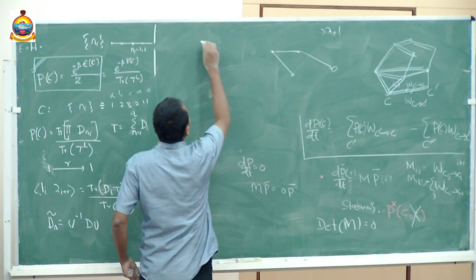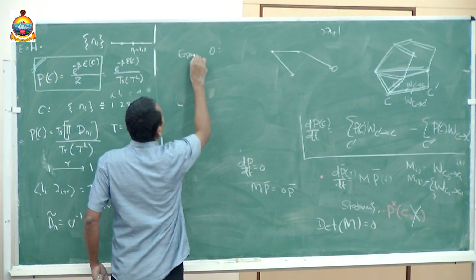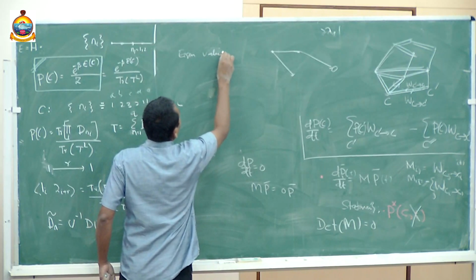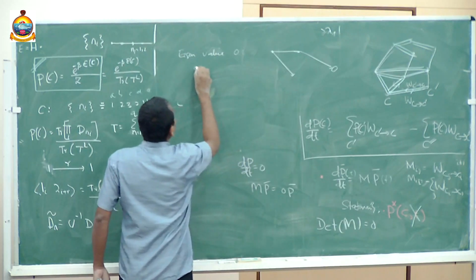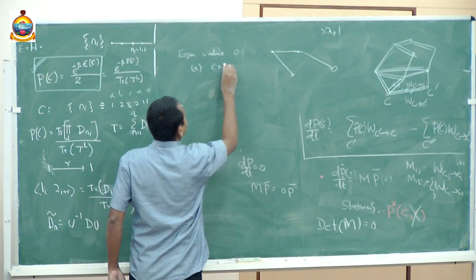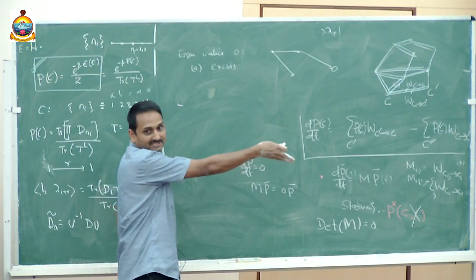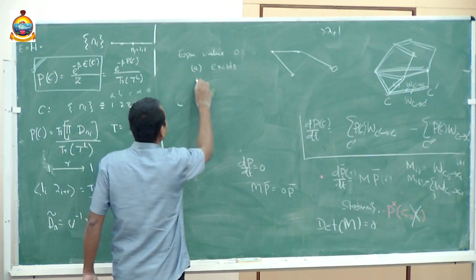Eigenvalue 0. Statement 1: it exists. Okay, that means the determinant is 0. Second, it's unique.